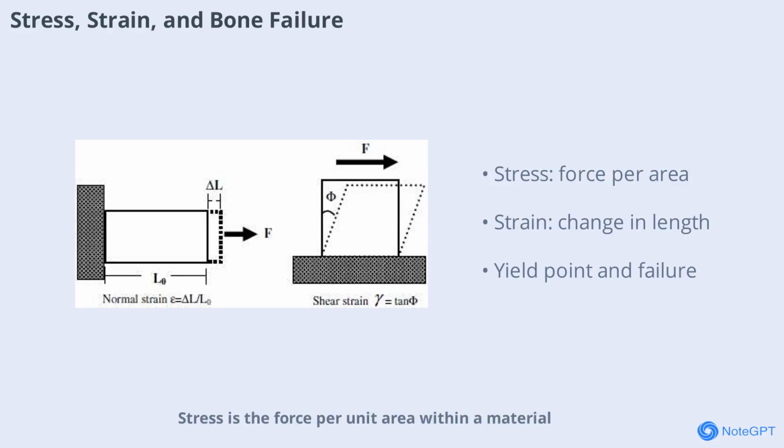Stress is the force per unit area within a material, while strain is the fractional change in length under load. In bones, typical physiological strains are around 1,000 microstrain, with maximal values in extreme activity reaching 1,500 microstrain. The stress-strain curve shows how bone deforms under load. Below the yield point, deformation is elastic and reversible. Beyond it, deformation becomes plastic and irreversible, leading to fracture if the load continues.